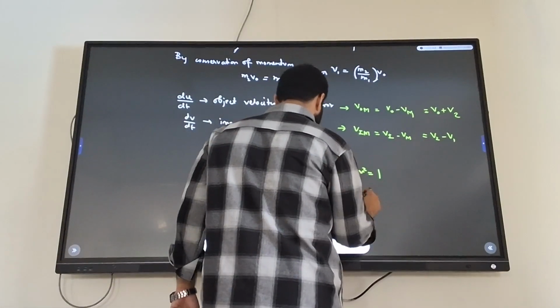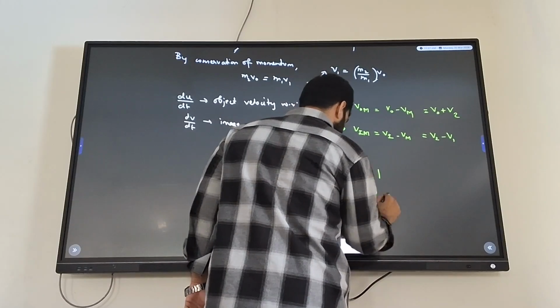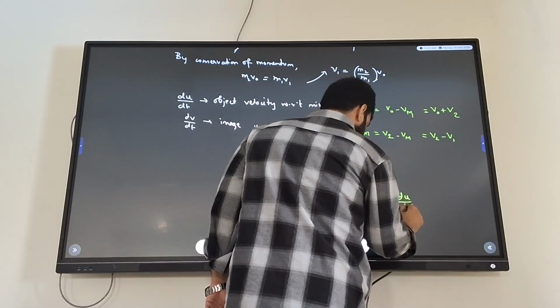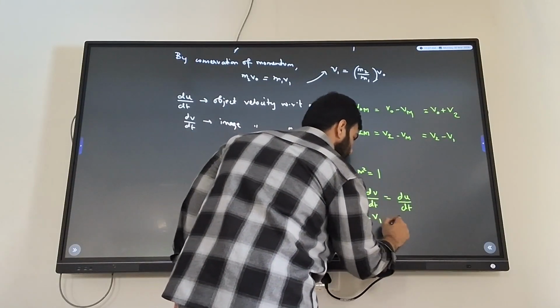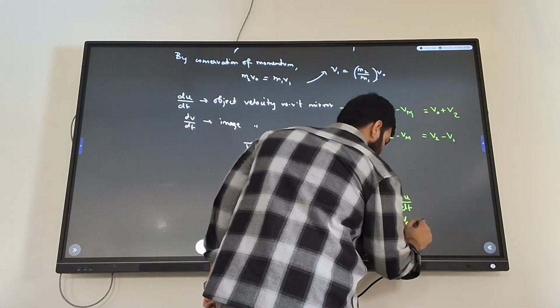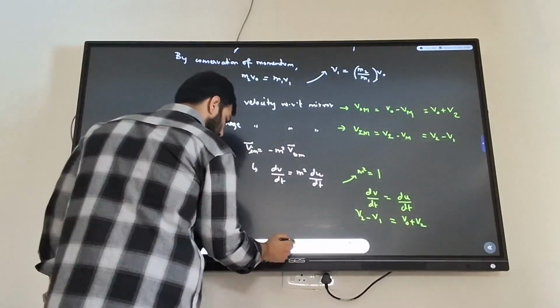M square equal to 1. Then you will get dv by dt is equal to du by dt. Then what is dv by dt? V2 minus V1. What is du by dt? V0 plus V2.